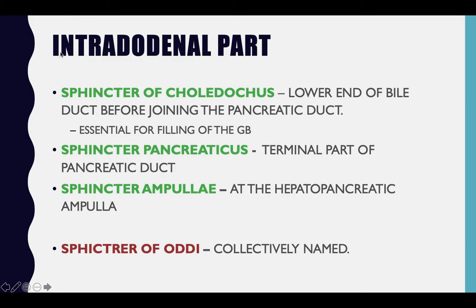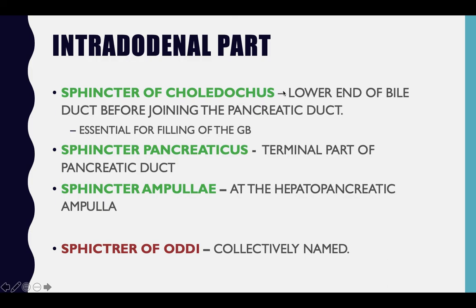In the intraduodenal part we need to consider three particular structures, that is the sphincter of choledochus, the sphincter of pancreaticus, and the sphincter of ampullae. These three are collectively known as the sphincter of Oddi. Even though the sphincter of Oddi is only remembered when it comes to the release of bile into the second part of the duodenum along with the pancreatic juice, we have three different sphincters functioning here.